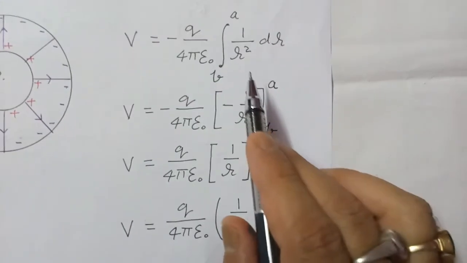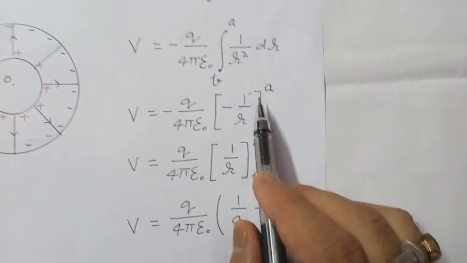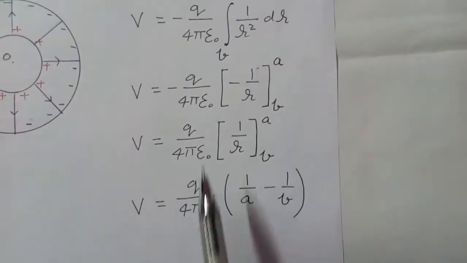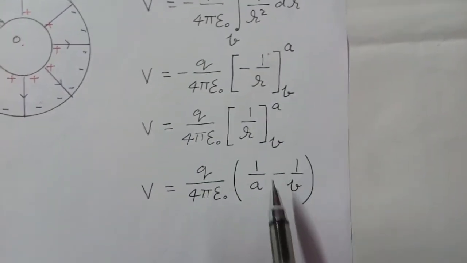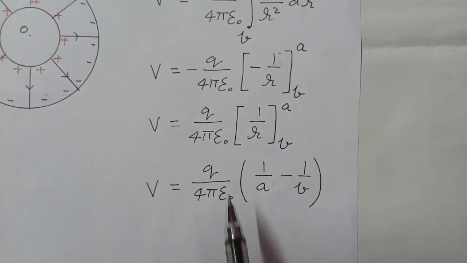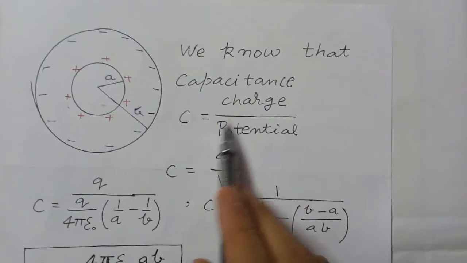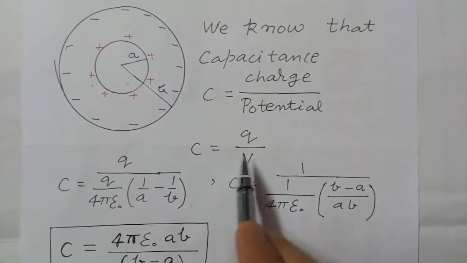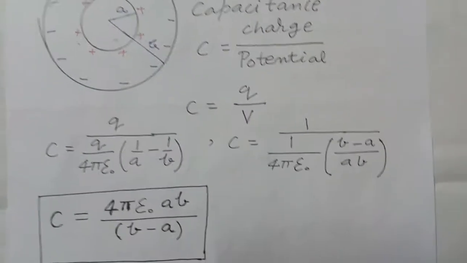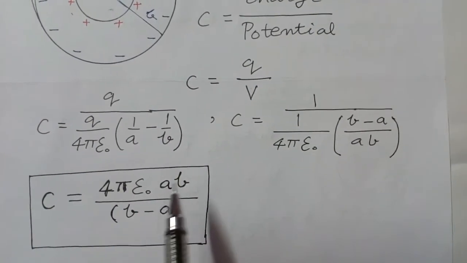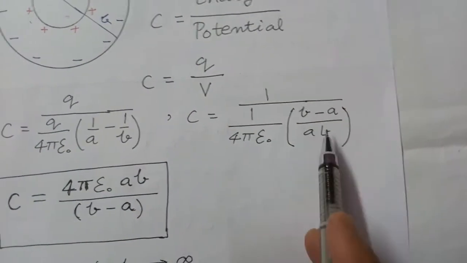Now the integration of 1 by r square is minus 1 by r, and limits are from B to A. This minus cancels. So V is equal to q upon 4 pi epsilon naught inside the bracket 1 by r, limits from B to A. Now substitute the limits. So V is equal to q upon 4 pi epsilon naught inside the bracket 1 upon A minus 1 upon B. Now capacity C is equal to charge upon potential, so C is equal to q by V. Put the value of V and solve it. So we get C is equal to 4 pi epsilon naught AB upon B minus A. Here, 1 upon A minus 1 upon B is written as B minus A upon AB.